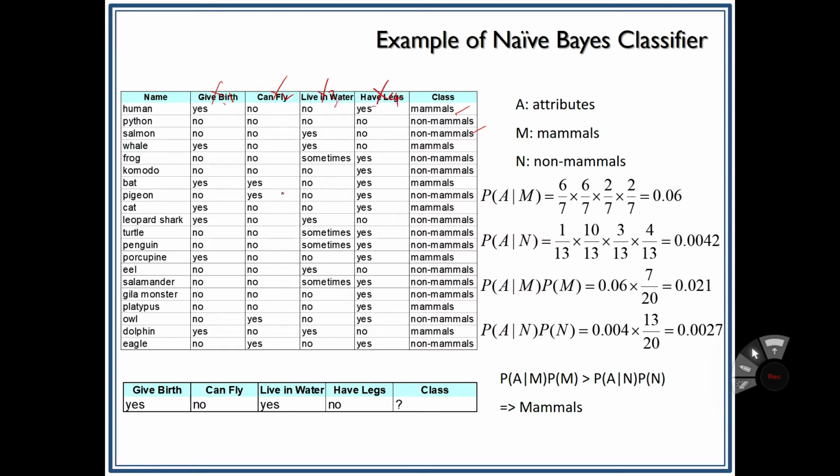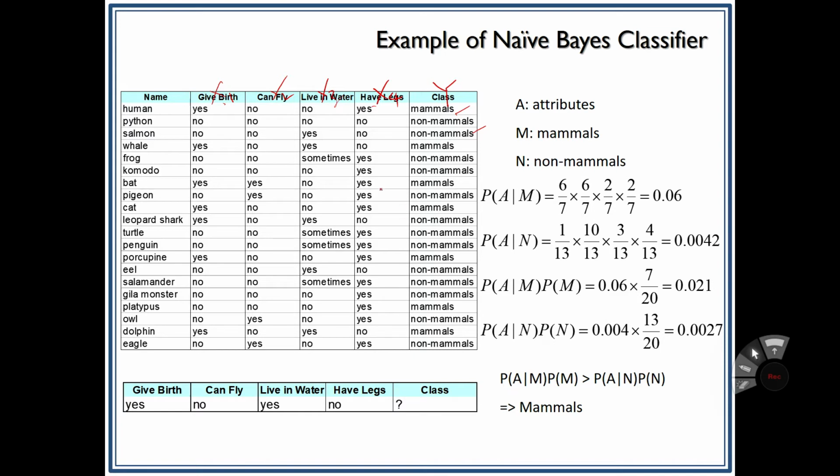The first one is: does it give birth? The second one is: can fly. The third one is: live in water. And the fourth one is: have legs. Based on those questions, the answers are yes or no, or sometimes. So all those four variables are discrete, categorical variables, and we have two classes, mammals and non-mammals.